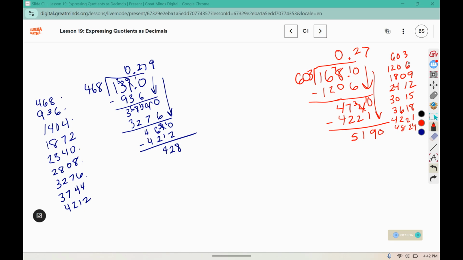That would be 1, 2, 3, 4, 5, 6, 7, 8. Ooh. Ten minus 4 is 6. 8 minus 2 is 6. 11 minus 8 is 3.